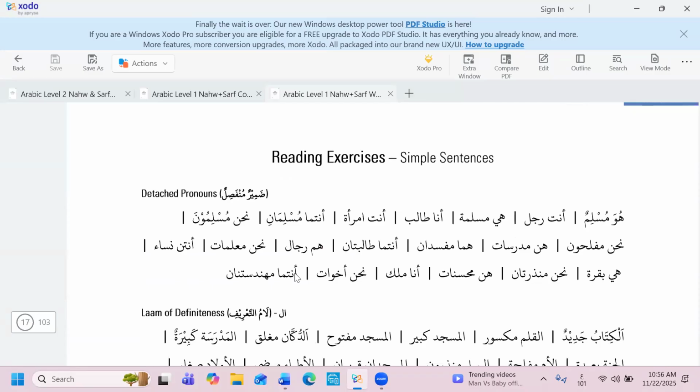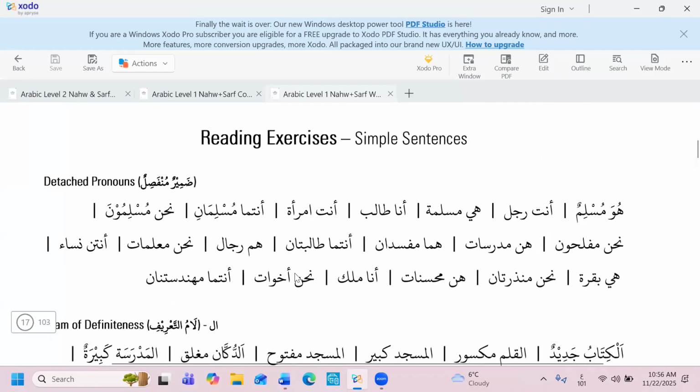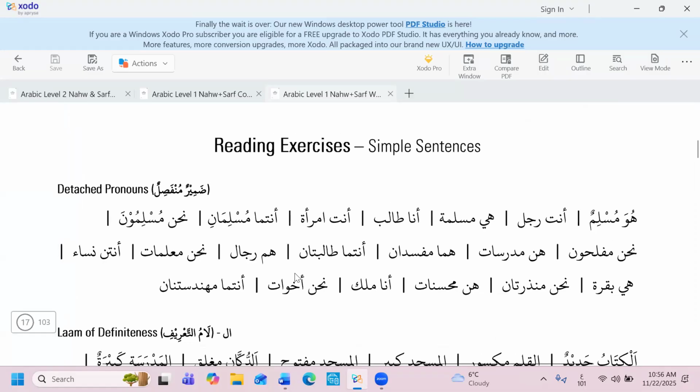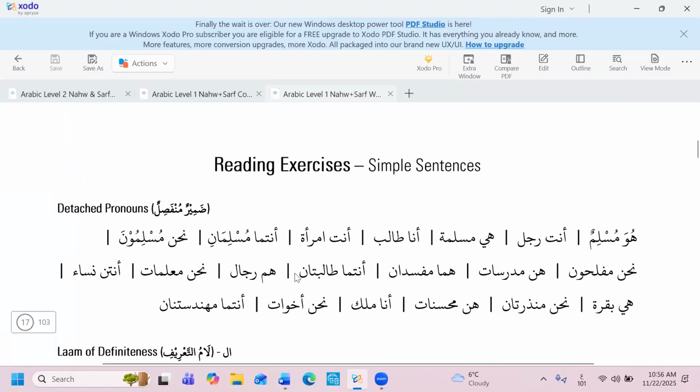Right. So this is something eventually where I want you to be able to read without the harakas. This will only come if you know the word. And this is vocab, so let's attempt it. Once you learn the word, next time you will know the word. So huwa muslimun, there's a harakas already on there. Let's attempt the next one.